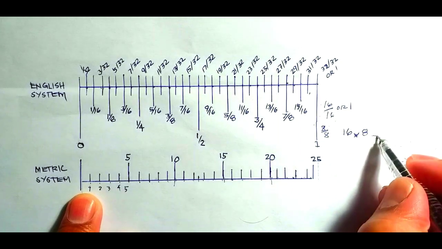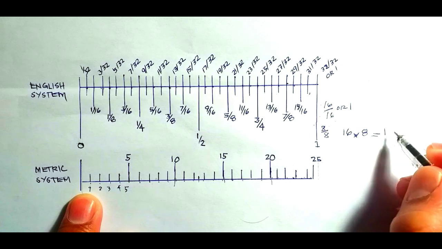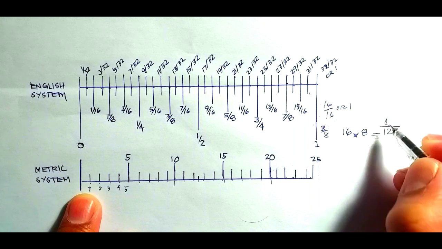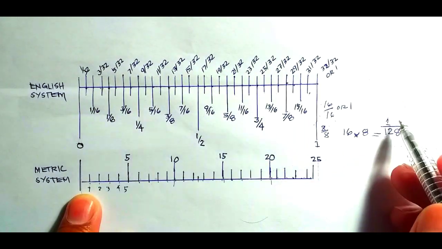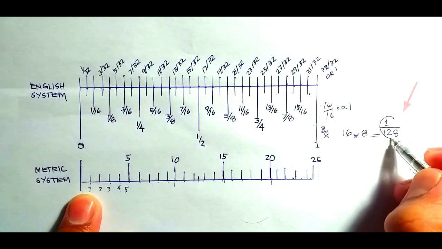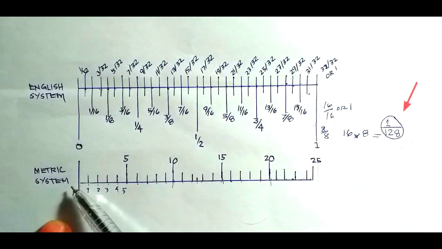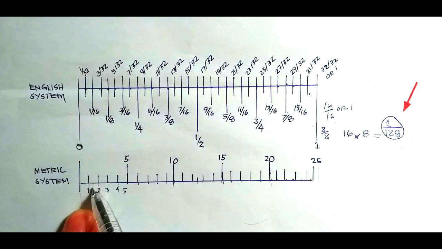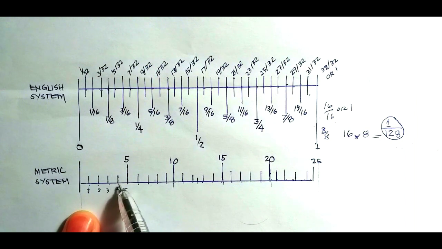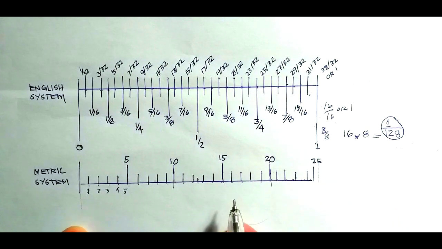So we need to calculate on that. So we have 128 in 1 inch. So meaning in 0 to 1 inch, we have 128. So the ratio of the scale is 1 over 128. So in the metric system, the first short line is 1 millimeter, this is 2 millimeter, 3 millimeter, 4 millimeter, 5, 10, 15, 20, 25.